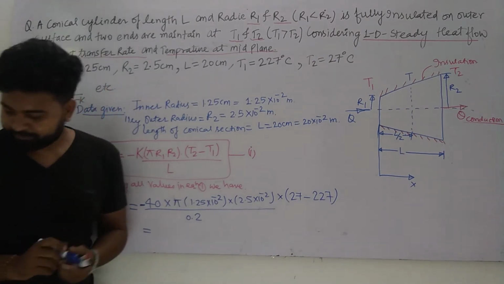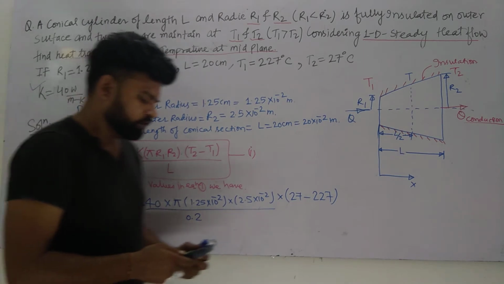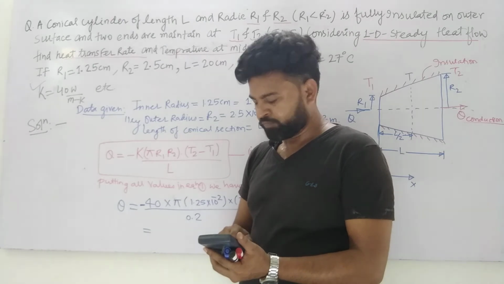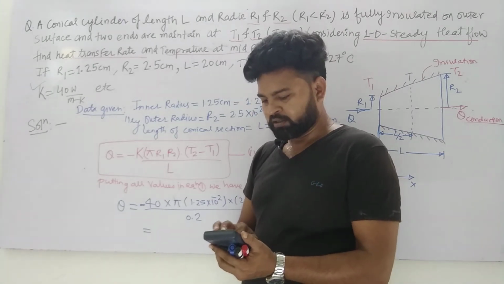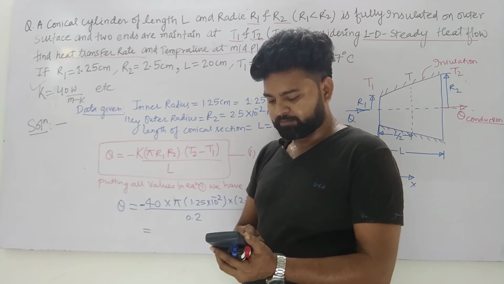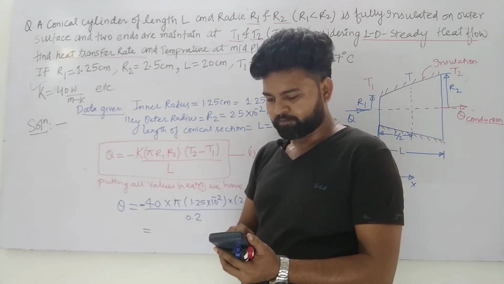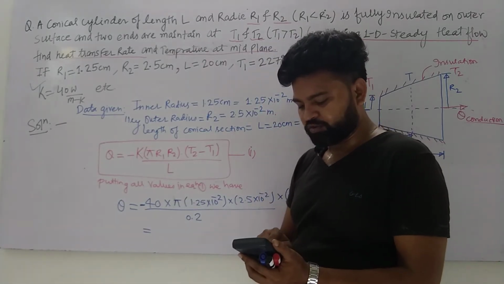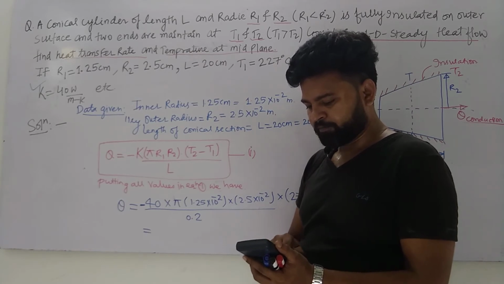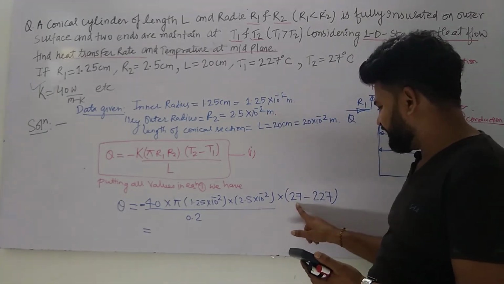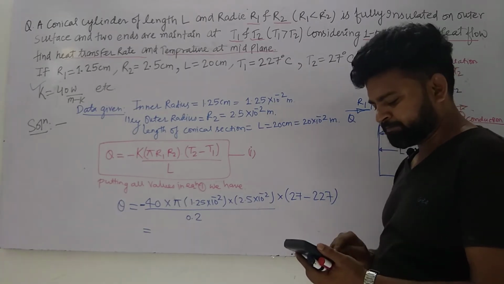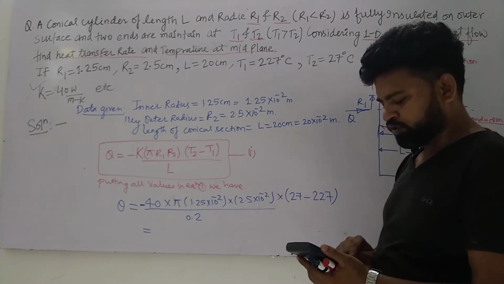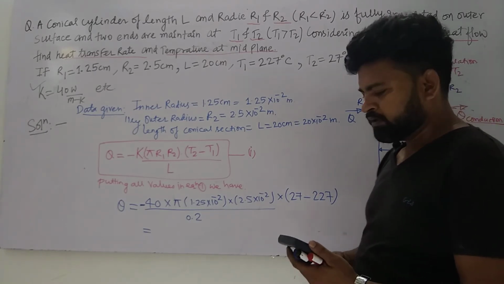So my dear students, the heat transfer will be given by how much? Let us see. This is your 40 multiplied by pi multiplied by 1.25 into 10 to the power minus 2 multiplied by 2.5 into 10 to the power minus 2 and multiply by 227 minus 227 will become minus 200, divided by 0.2.